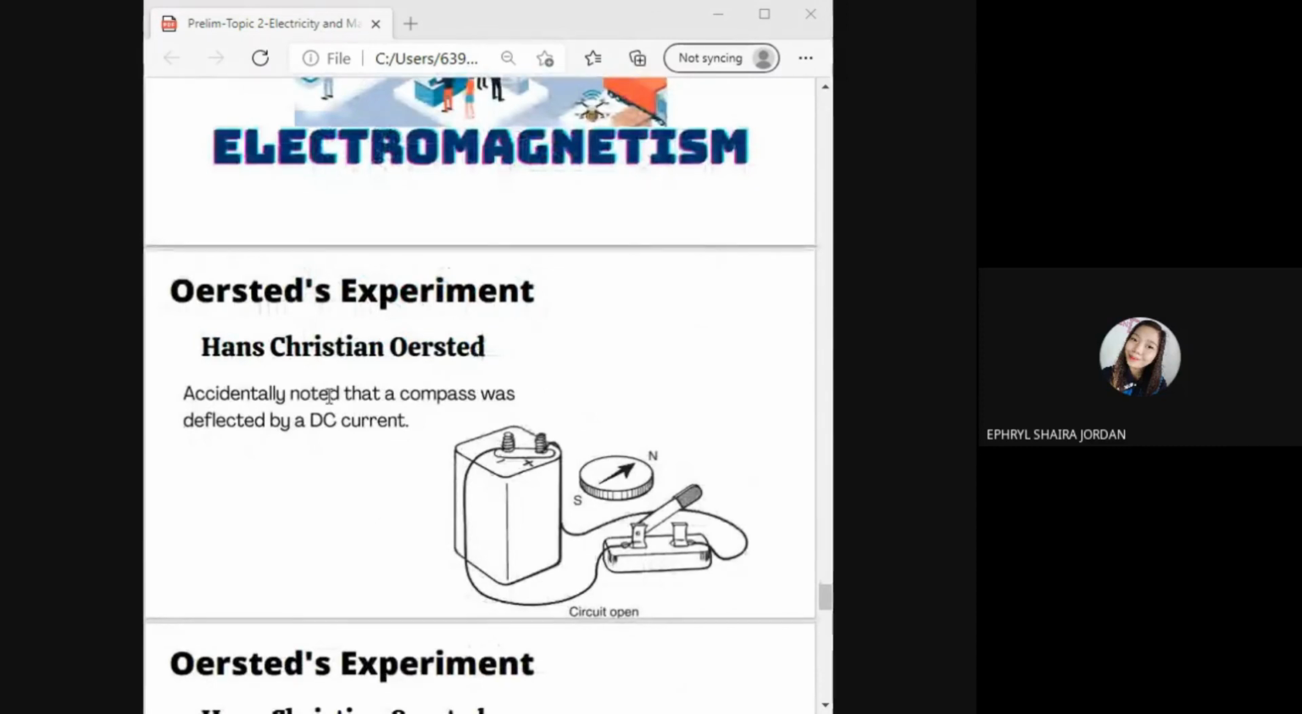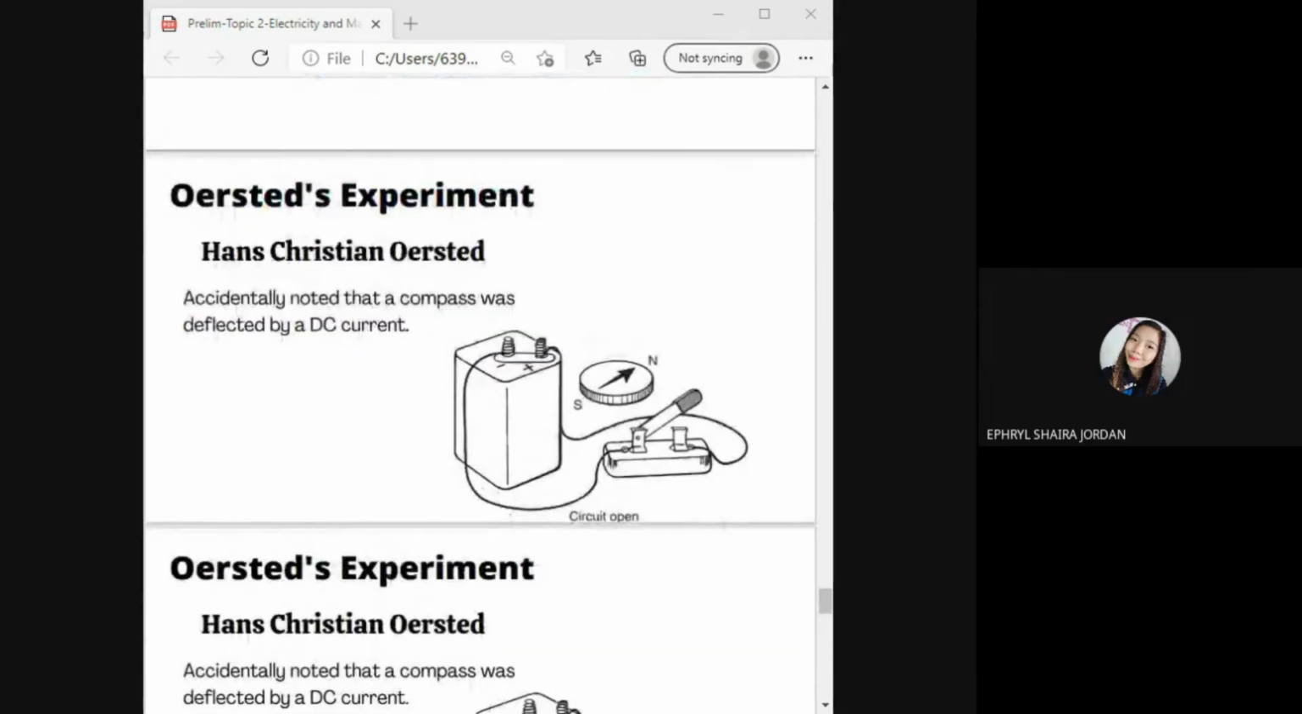Okay, so let's discuss Ørsted's experiment. Hans Christian Ørsted accidentally noted that a compass was deflected by a DC or direct current. Ang experiment ni Ørsted were like this. When there's no current flowing in the circuit, open ang circuit, the compass needle will point to the Earth's north pole. So neutral lang siya.